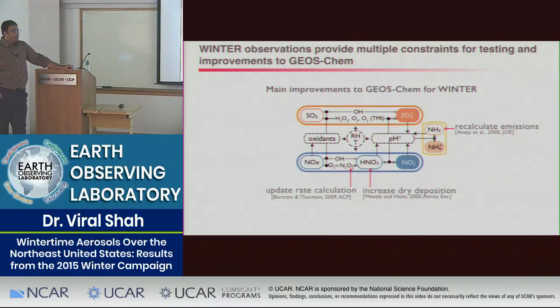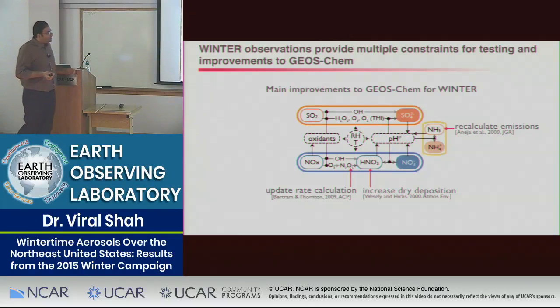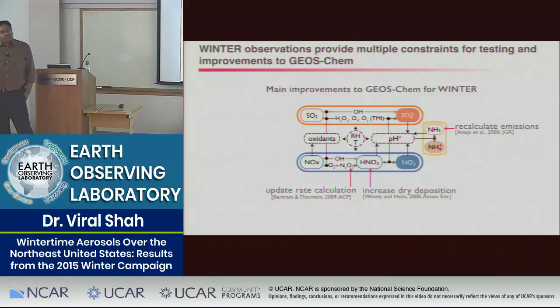So there are a few improvements that we made to the model. We could verify these improvements based on the wintertime observations of nitric acid, ClNO2, and other gases. The main improvements are the rates of N2O5 hydrolysis, which are based on decade-old lab measurements, but they weren't part of the model. We put that in, and we could compare it against the winter observations, and they work out well.